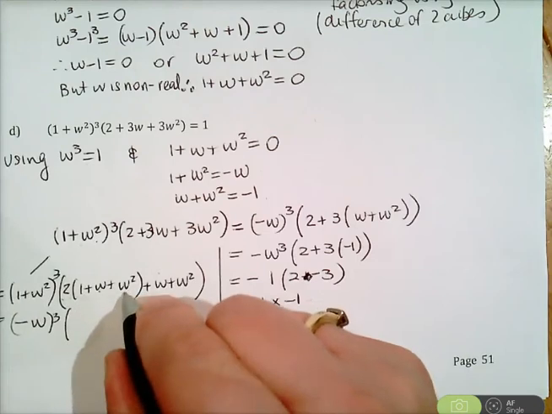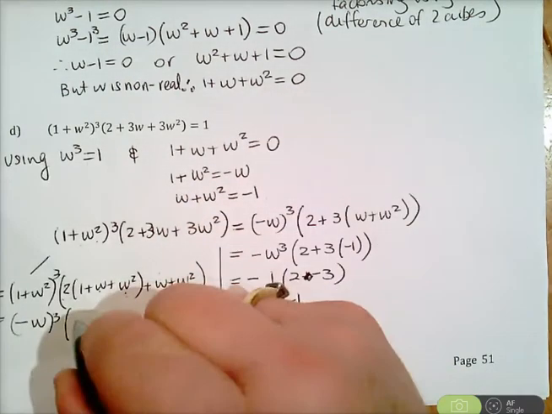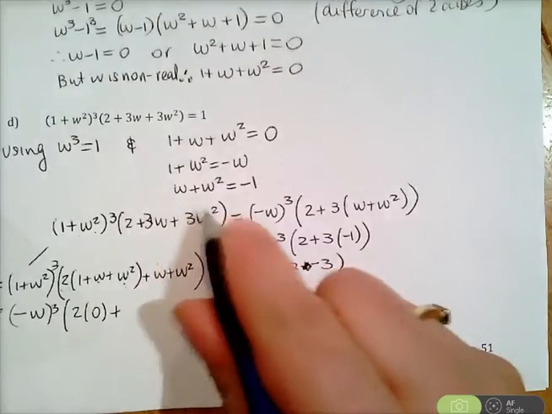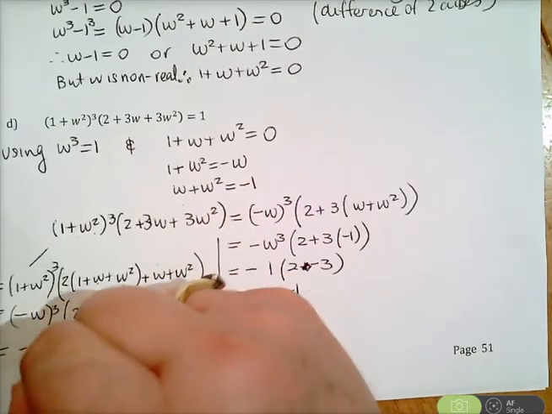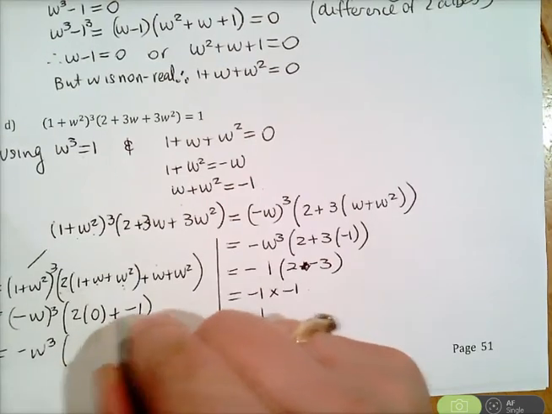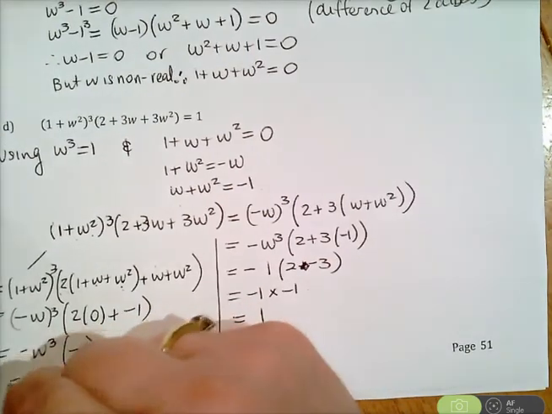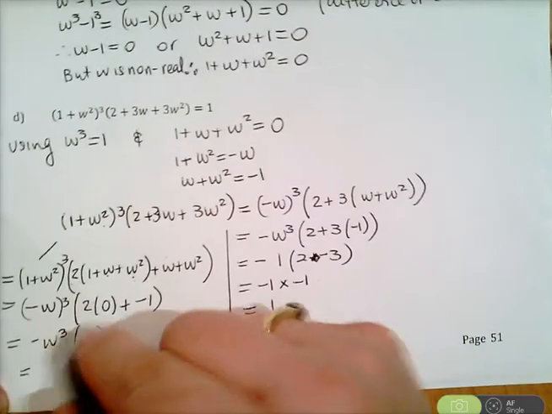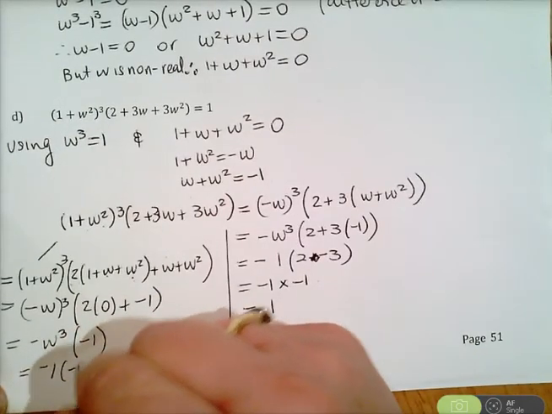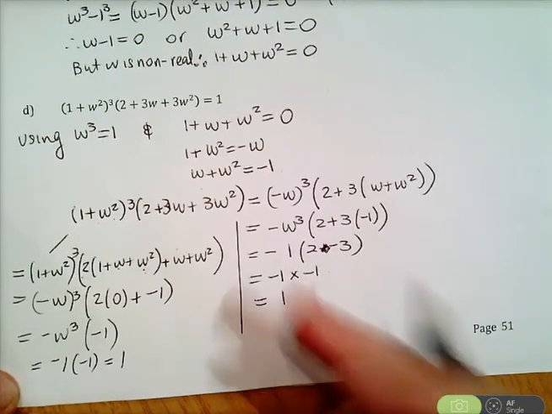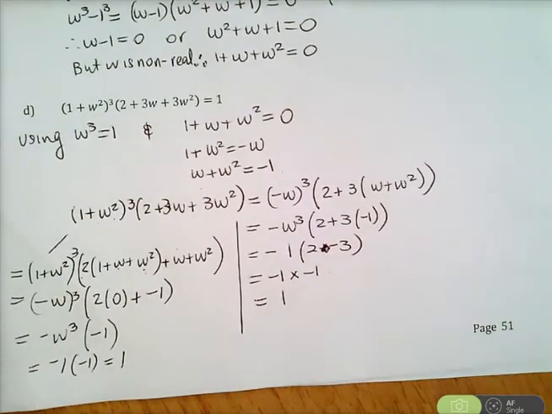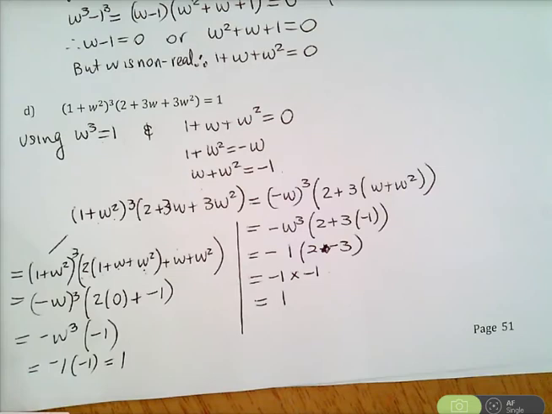1 plus w plus w squared we know is 0. So we've got 2 lots of 0 plus we know w plus w squared is negative 1. Then we've got negative w cubed times 2 minus 1, which is negative 1. And we know that w cubed is 1, so we've got negative 1 times negative 1, which is 1, and hence the result is proven. That's just showing you 2 ways of doing it. There are several ways of doing it. That's the end of that question, which is example 6 on page 51.